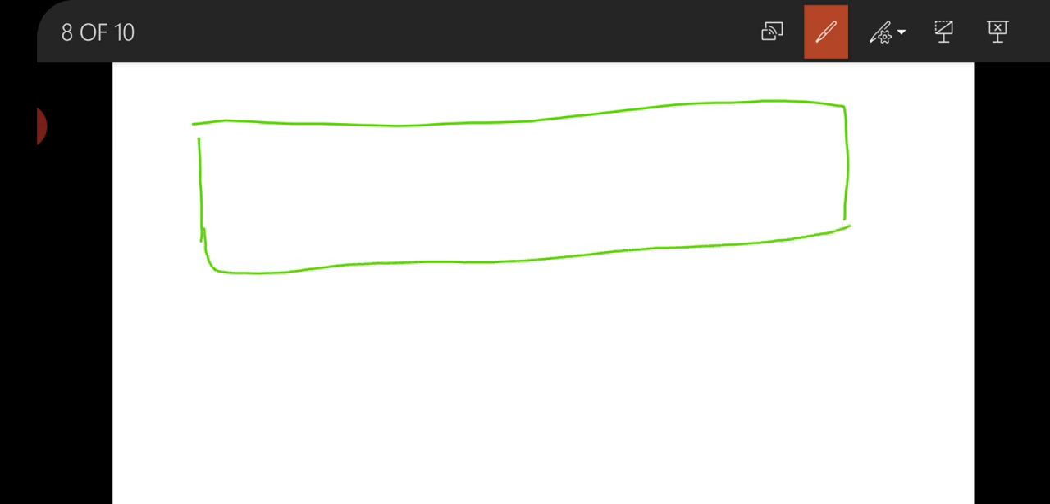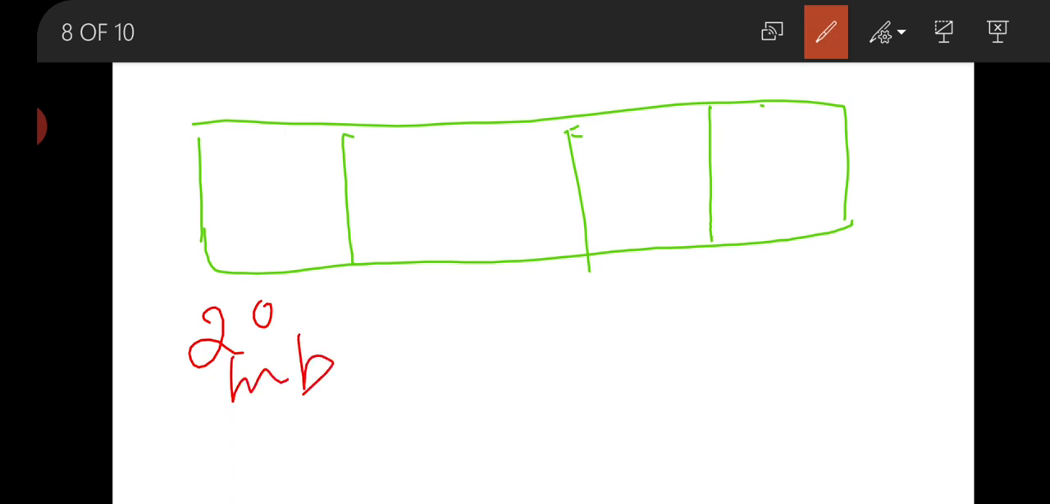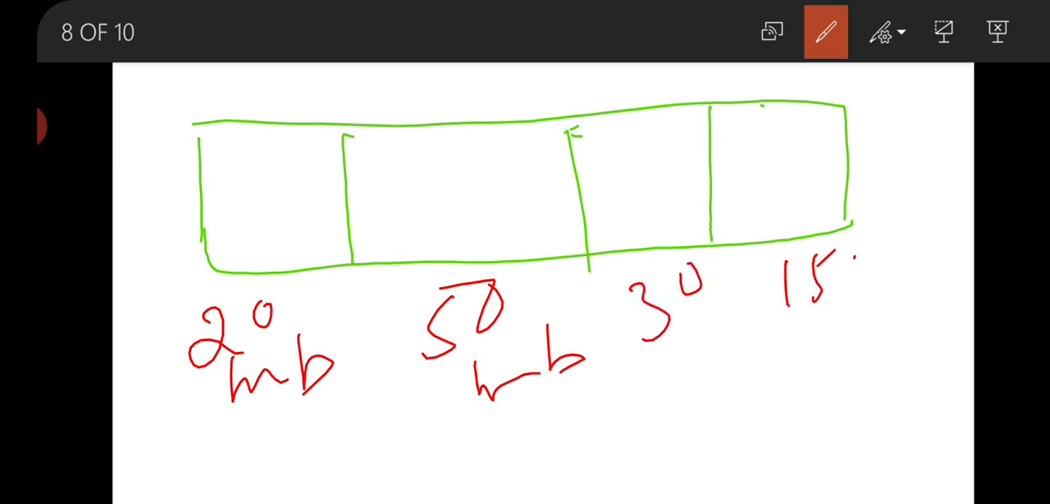Now see, suppose that this is our memory block, and now we are going to divide it into 3 or 4 partitions. Suppose that this is of size 20 MB, this is our 50 MB, this is our 30 MB, this is our 15 MB.